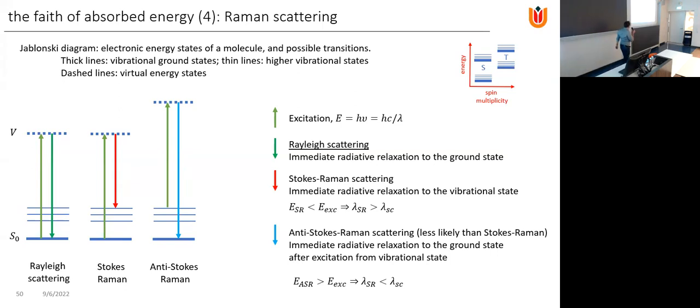We can also have anti-Stokes Raman scattering. That is what happens when the molecule already happens to be in an excited vibrational state. Then it gets excited to this virtual intermediate state, and you have the relaxation back to the ground state. So in that case, the energy of the emitted photon is larger. Therefore, the wavelength of the emitted photon is less. That is then called anti-Stokes Raman scattering.